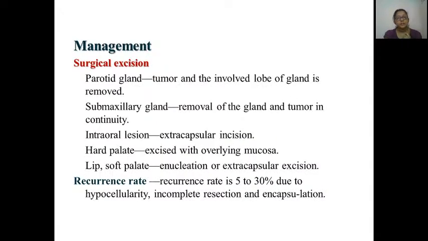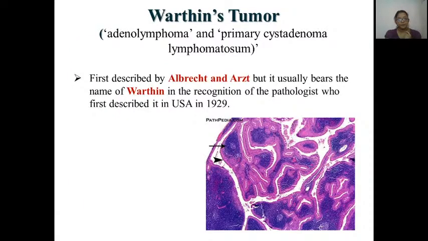The management is surgical excision. For the parotid gland, we can either remove the parotid gland, a parotidectomy, or the submaxillary gland can be removed in continuity along with the tumor. For an intraoral lesion, extracapsular excision can be done. The hard palate can be excised with overlying mucosa. The soft palate lesion can be enucleated or extracapsular excision can be done. The recurrence rate is 5 to 30% due to hypercellularity, incomplete resection and encapsulation.